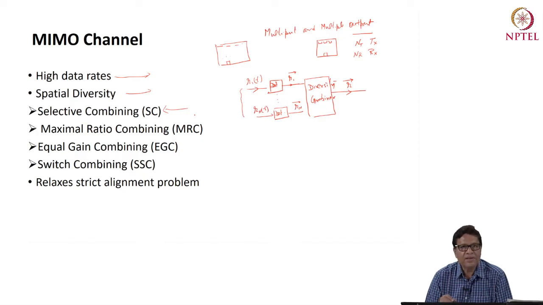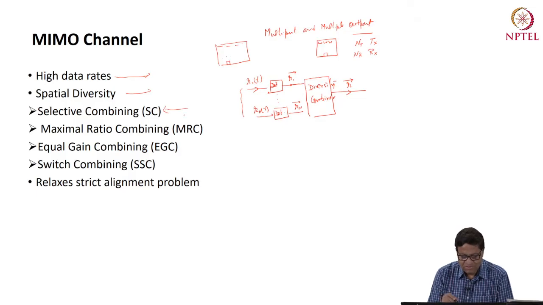One is selective combining. Basically, in this case, you see the signal to noise ratio for each channel. Whichever has the highest signal to noise ratio, you pick up that and that becomes your output. So that is called selective combining. The other could be maximal ratio combining, where you make use of all the inputs which you have received. Because in the earlier case of selective combining, the data is continuous and every time you have to measure which has the highest SNR.